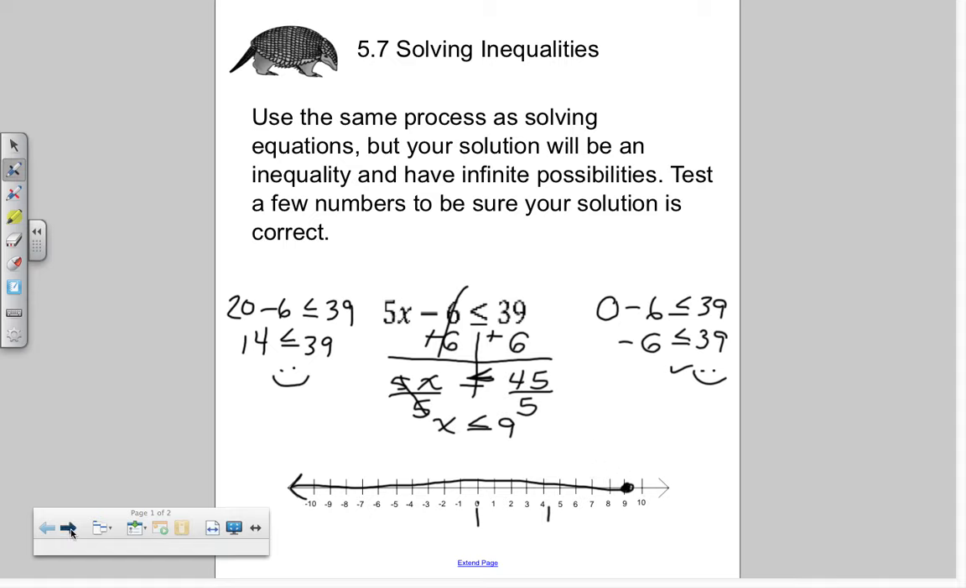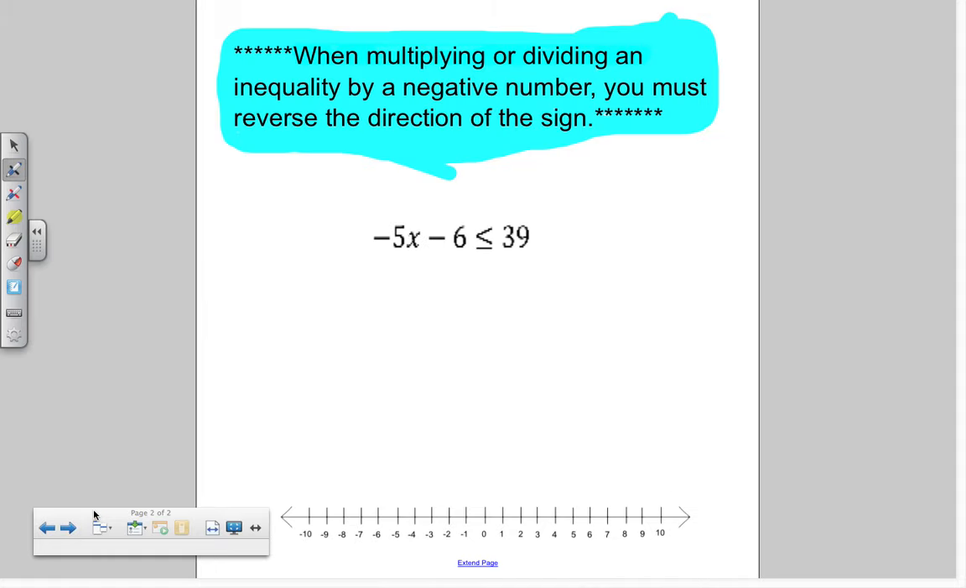Okay, moving along. Sometimes you're going to have a funny situation, which involves what's in blue at the top. And when you're writing your note to self, what's in blue at the top should be starred, should be highlighted, should be screaming out to you so that you remember to pay attention to this. It says, when multiplying or dividing an inequality by a negative number, you must reverse the direction of the sign. And you will see they work through this whole process in your book.